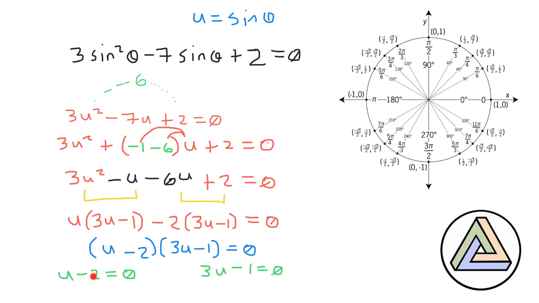This one right here, fairly straightforward. That's going to be u equals 2. And this other one right here, not as straightforward. This is going to be 3u equals 1. We would therefore have to divide both sides by 3, and you would end up with u equals 1/3.